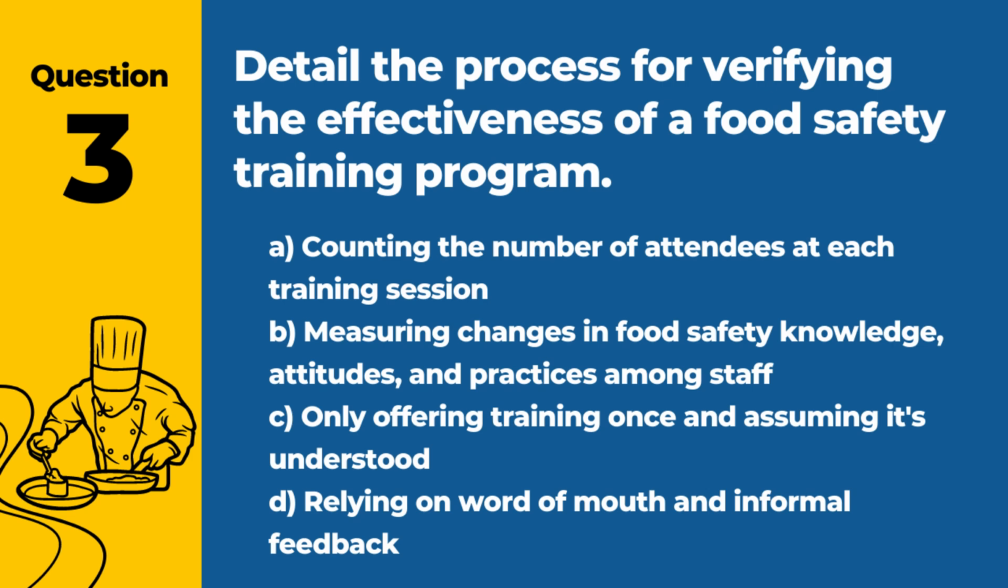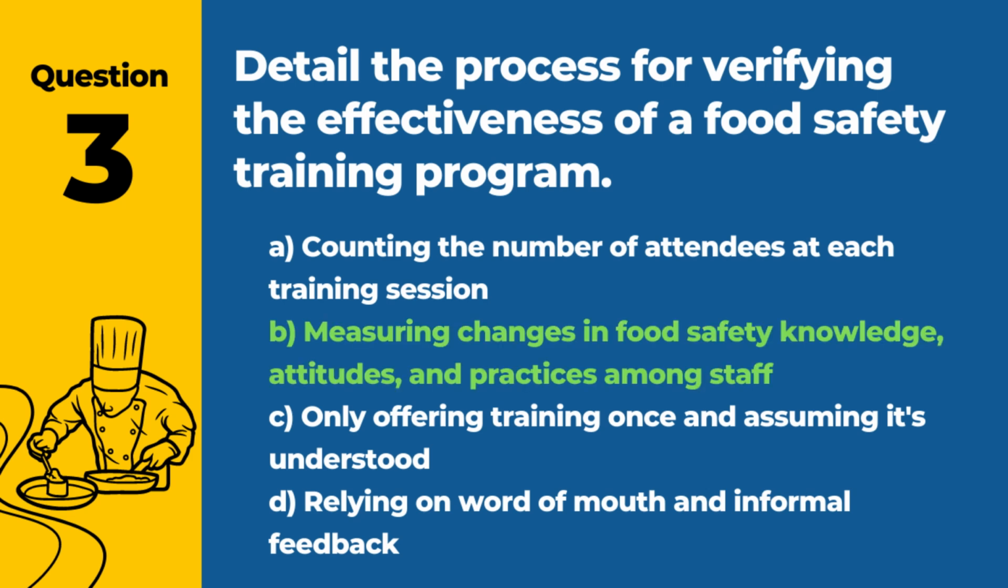Question 3. Detail the process for verifying the effectiveness of a food safety training program. A. Counting the number of attendees at each training session. B. Measuring changes in food safety knowledge, attitudes, and practices among staff. C. Only offering training once and assuming it's understood. D. Relying on word of mouth and informal feedback.